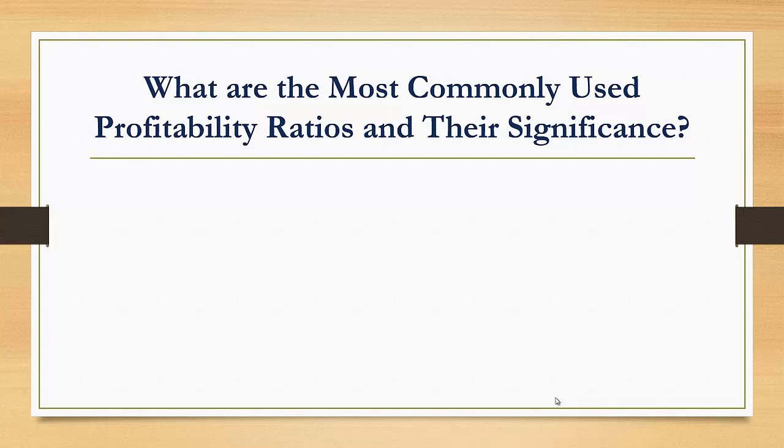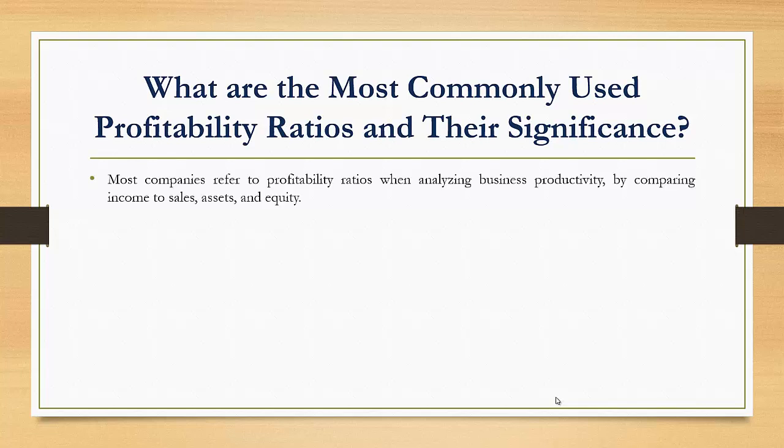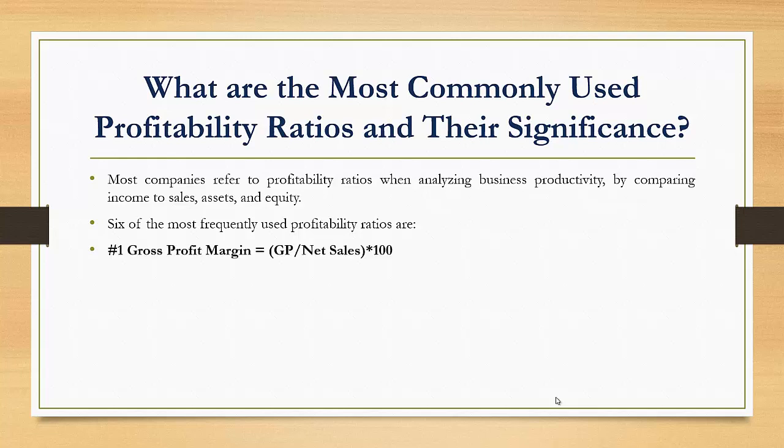So let's have a look at the most commonly used profitability ratios and their significance. Most companies refer to profitability ratios when analyzing business productivity by comparing income to sales, assets, and equity. Six of the most frequently used profitability ratios are: the first one is gross profit margin.